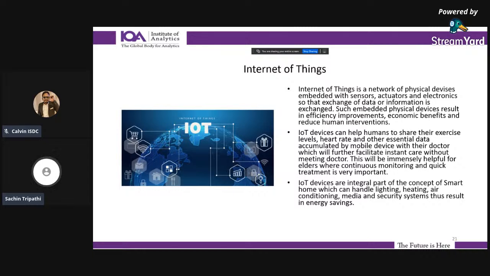You walk inside your home, the light will be turned on automatically. You sit, there is some sort of remote sensing where you have that control in your hand. The fan will automatically switch on, the TV will be lit on. All of these things are there.